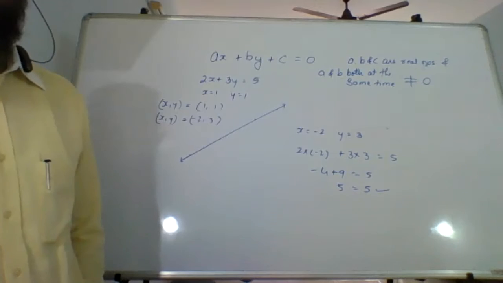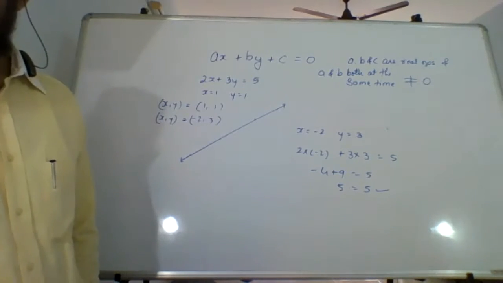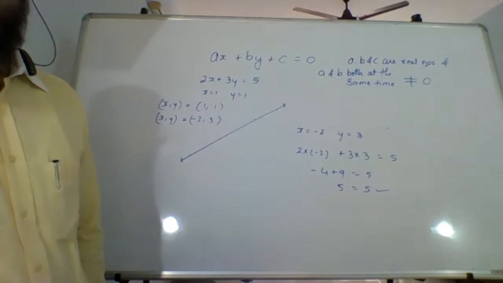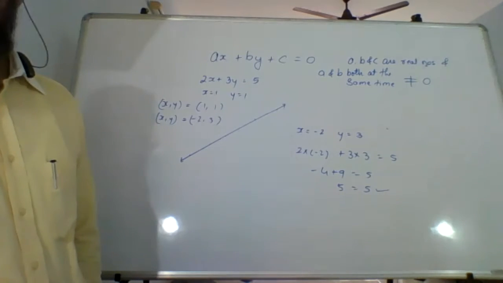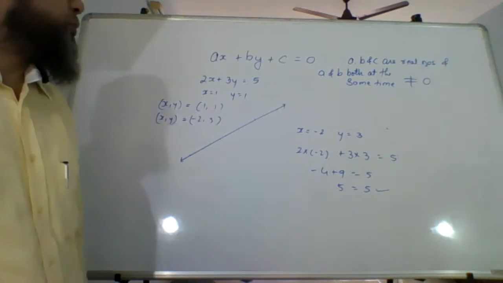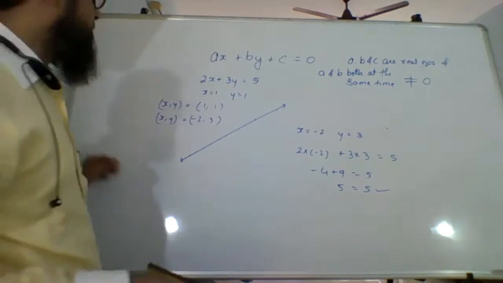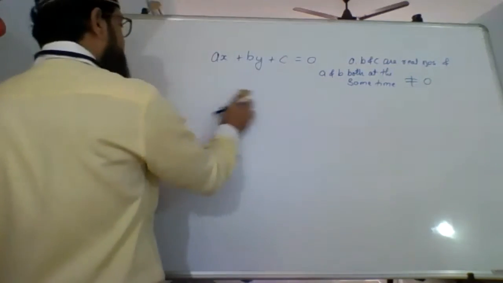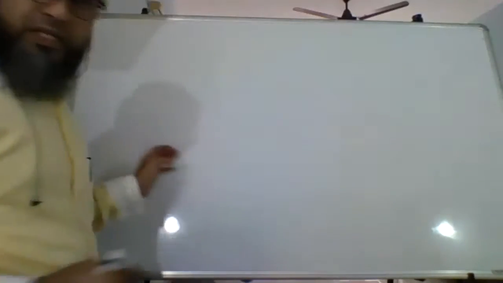So there will be infinite such solutions for only one equation. So what is the exact value of x and y? Difficult. But when there is a pair of equations, that means there are two equations. Two equations, that means there are two lines. So if there are two lines, there are three distinct possibilities that can happen with respect to two lines. What are these three possibilities? Let's understand them.